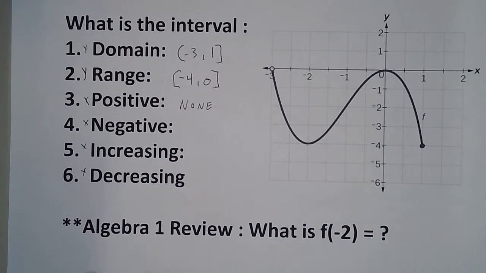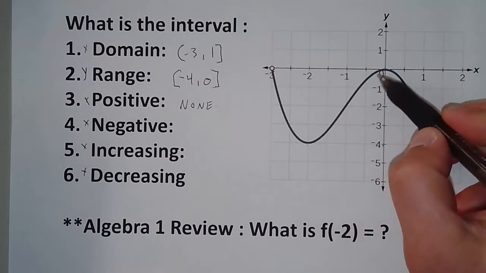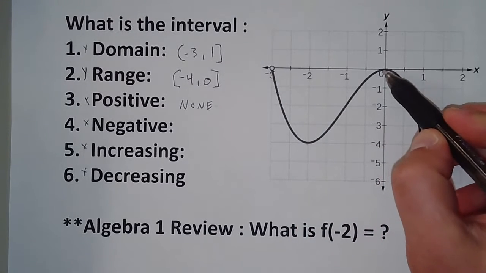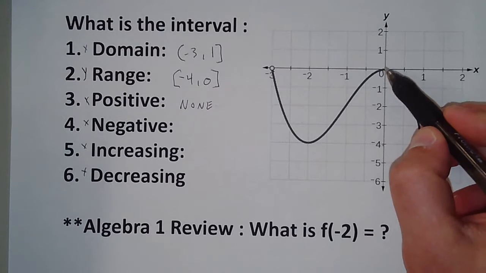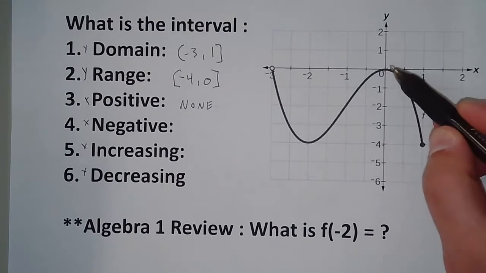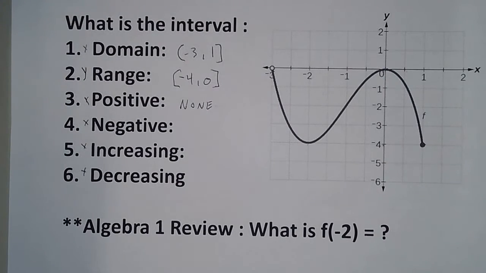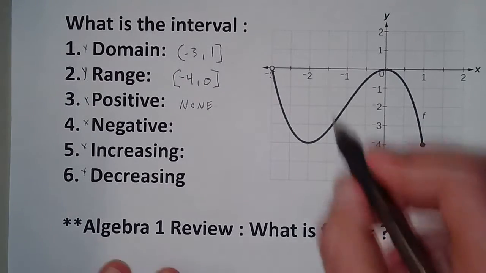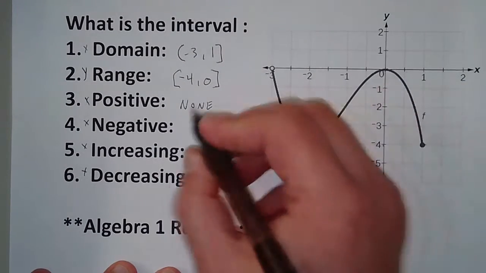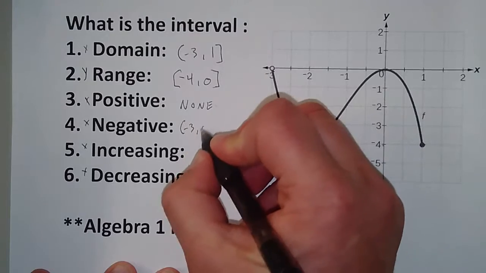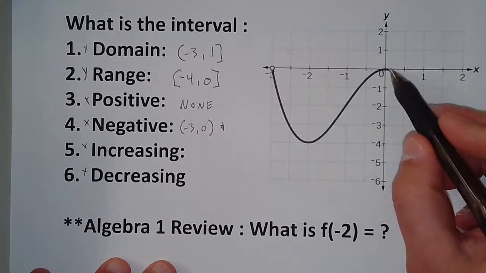Now, when is it negative? Okay, this part's negative. Here it's at 0. 0 is not positive or negative, so it's technically not negative right there, but then it is again. So we actually do need to answer this as two separate intervals. So it's negative from -3 to 0 and from 0 to 1.